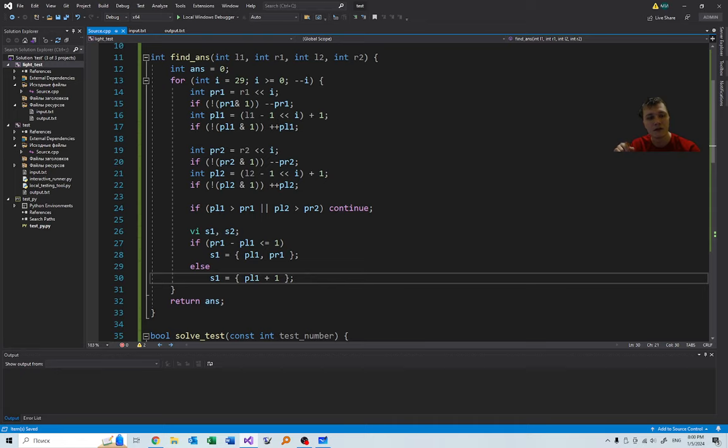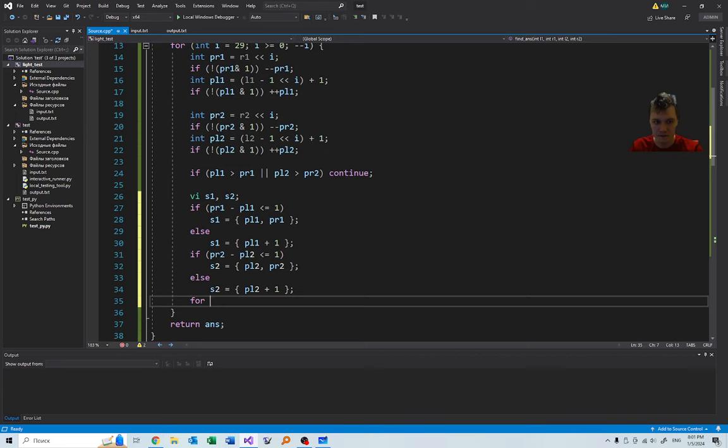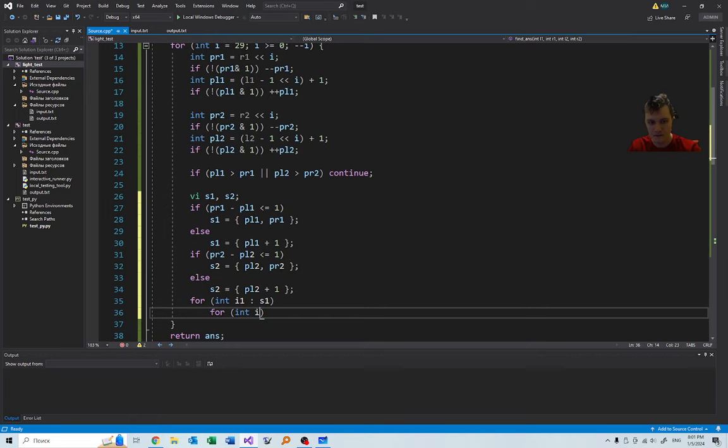So if there are at least 3 segments, then the middle of them is maximum possible. So the same for the second. Then I iterate over them. Okay, so I try both of them.